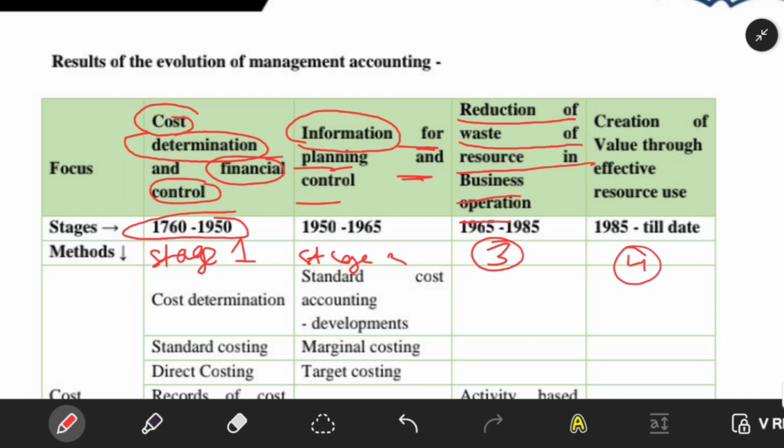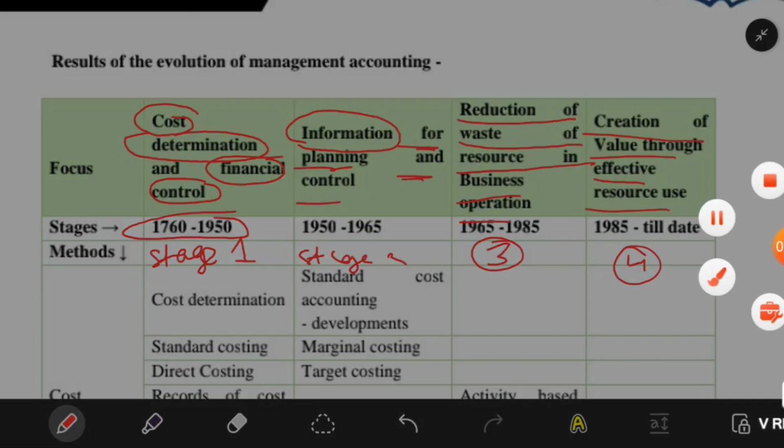This is the modern stage, and here management accounting is used for creating value. How to create value? By using resources in the best possible way. Okay, optimum utilization of resources, and it helps the business to stay competitive and grow strategically. That is, the fourth stage is creation of value through effective resource use.